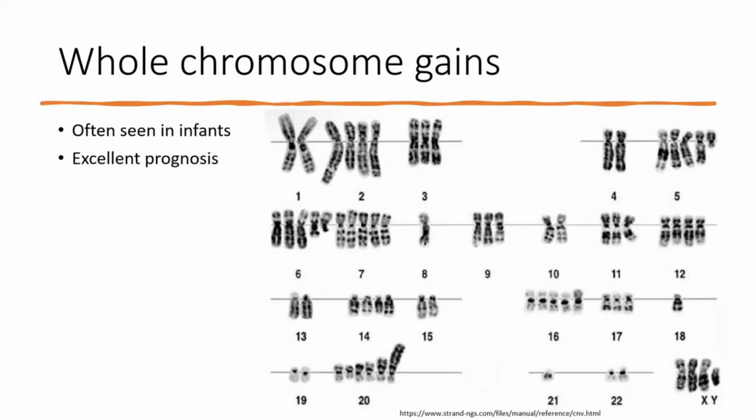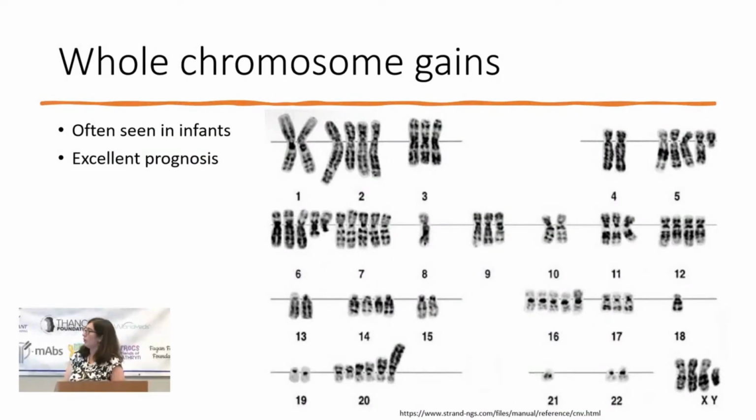As opposed to here, I show an example of whole chromosome gains. This is often a phenomenon that's seen in infants with neuroblastoma, our youngest patients. But you can see here, for example, chromosome 2 that we've talked about a couple times. In this particular example, there are 4 copies of chromosome 2, whereas in a normal cell there would be 2. And you can see in other chromosomes here, there are also extra copies.